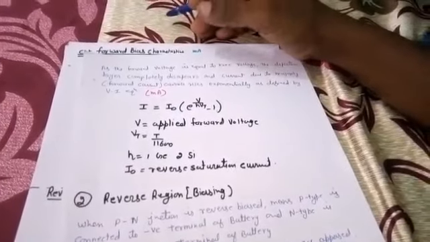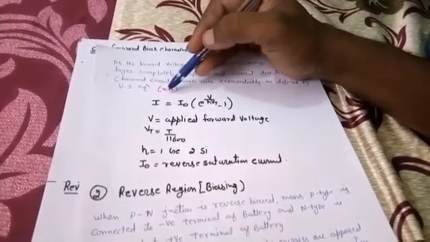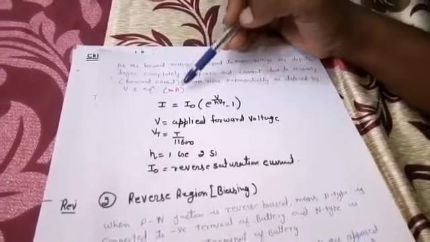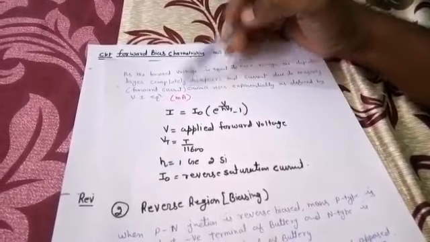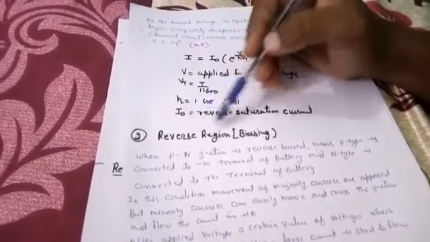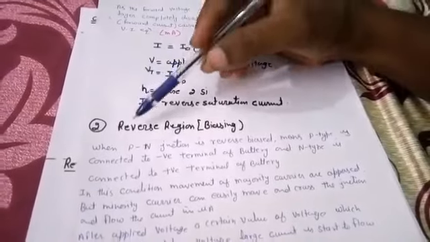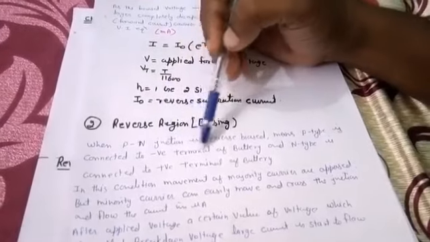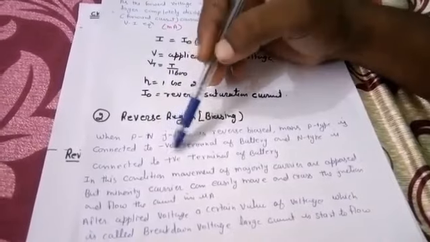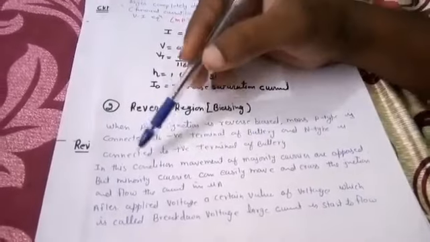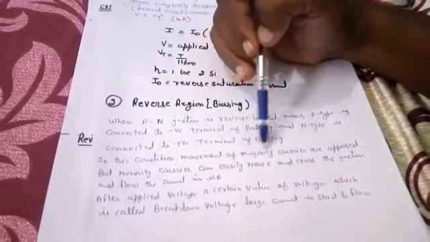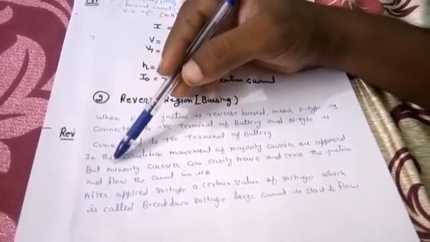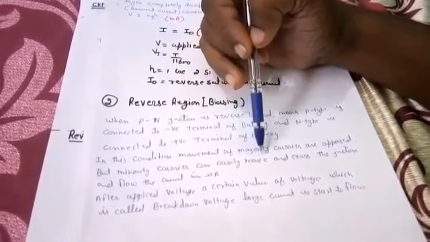So it means when we apply forward biasing, the forward current will flow, and this current will be in milliamperes because it flows due to majority carriers. The second portion is the reverse region, because we find the characteristics in both the forward and reverse regions. When the PN junction is reverse biased, the p-type is connected to the negative terminal of the battery and the n-type is connected with the positive terminal of the battery. In this condition, the movement of majority carriers is opposed, but minority carriers can easily move and cross the junction and flow current in microamperes.